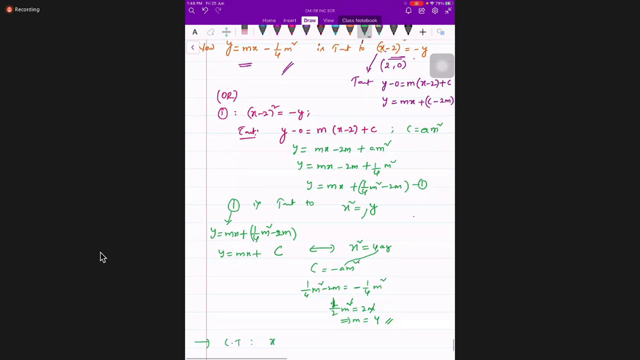For tomorrow, you can try this common tangent to a circle and a parabola. The remaining I'll post in the group. See, exercise 2 and exercise 3 today, tomorrow I'm going to solve. But exercise 1, you complete it. Okay, exercise 1, please complete.